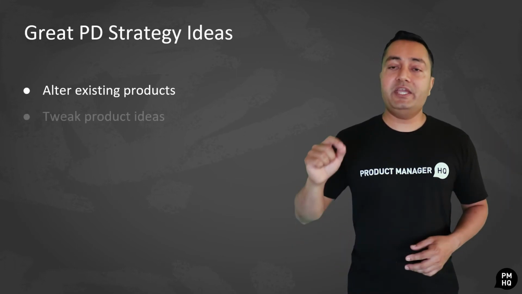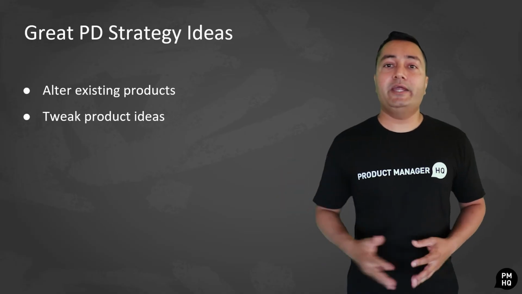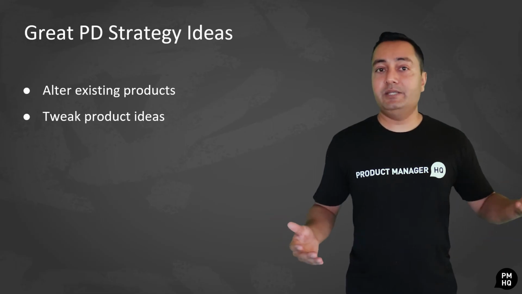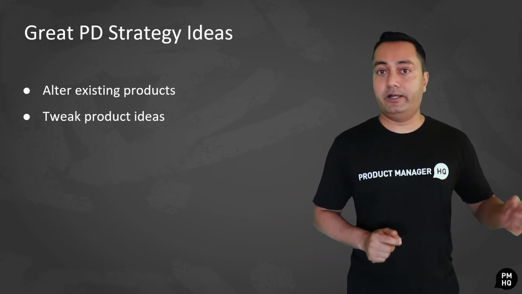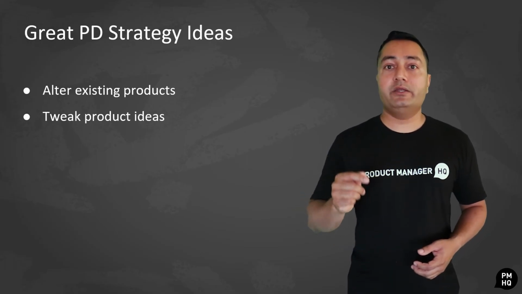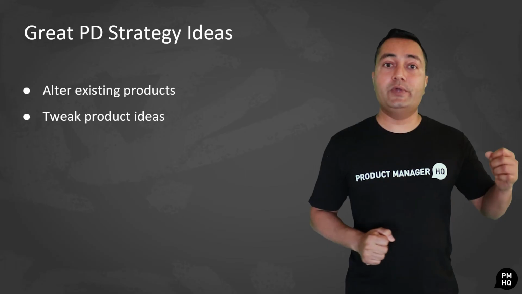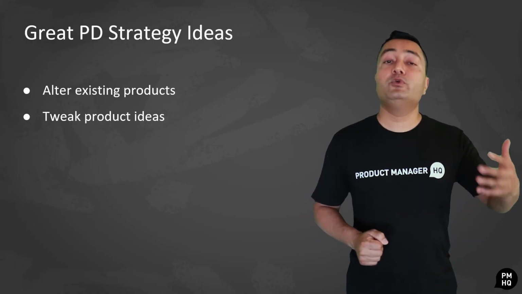Number 2, tweak product ideas. This one can be applied to any of the approaches seen previously. Here, the focus is on experimenting with different ideas. This is really useful when you notice that a target market doesn't respond well to an innovative solution that you have proposed and that you think it's time to pivot.